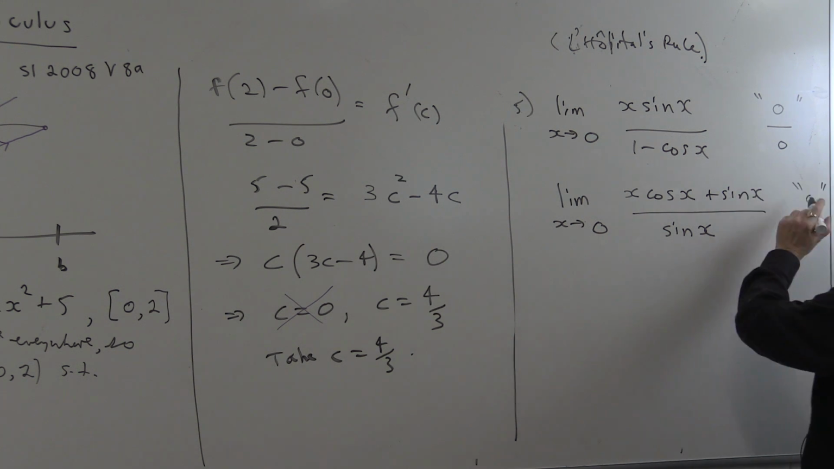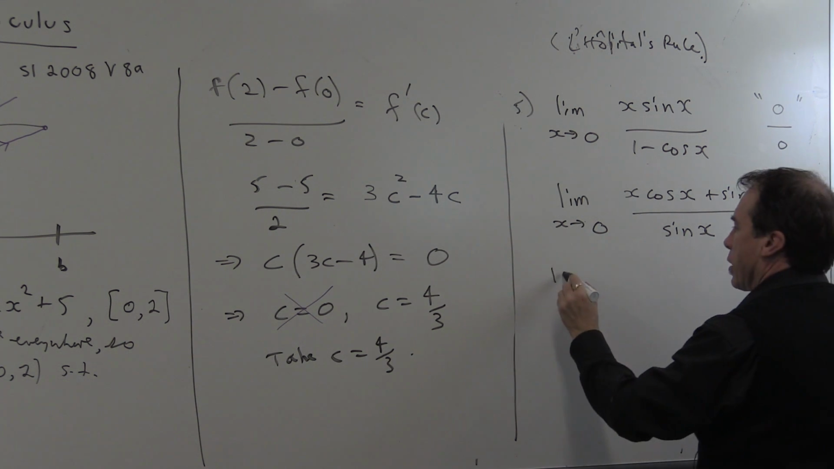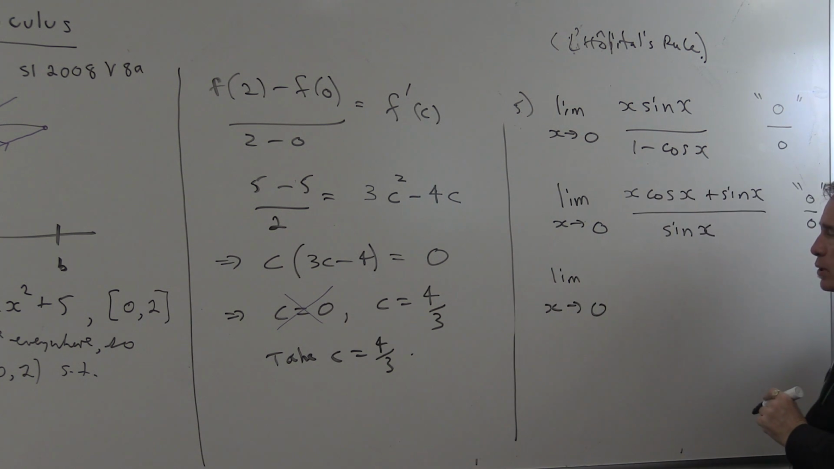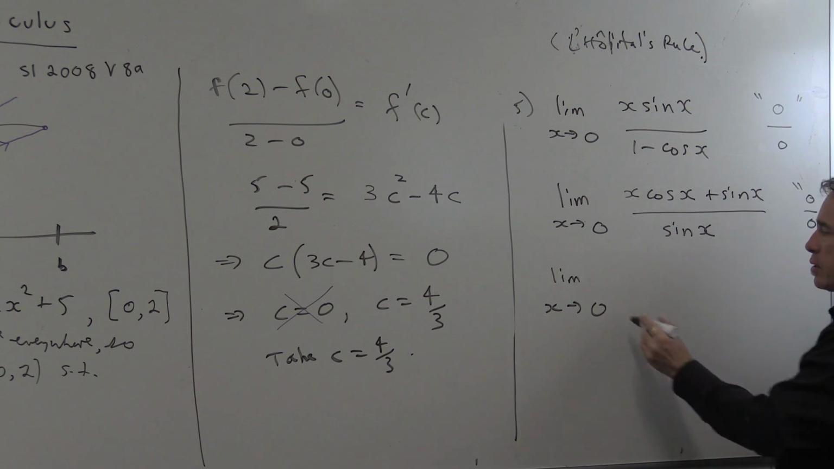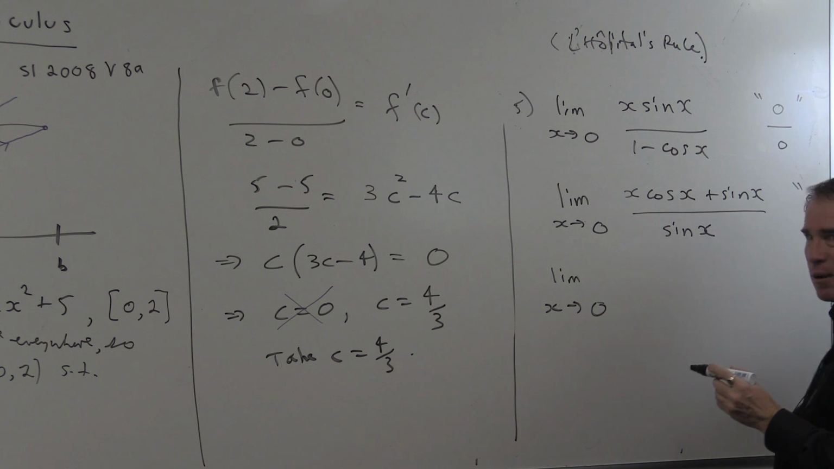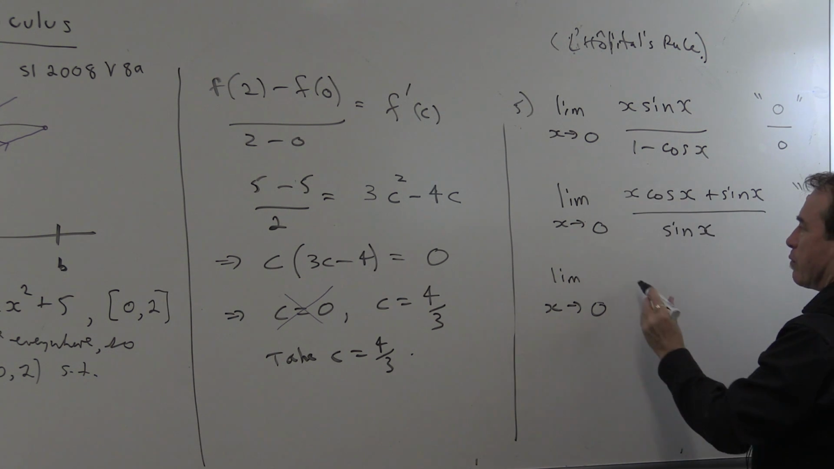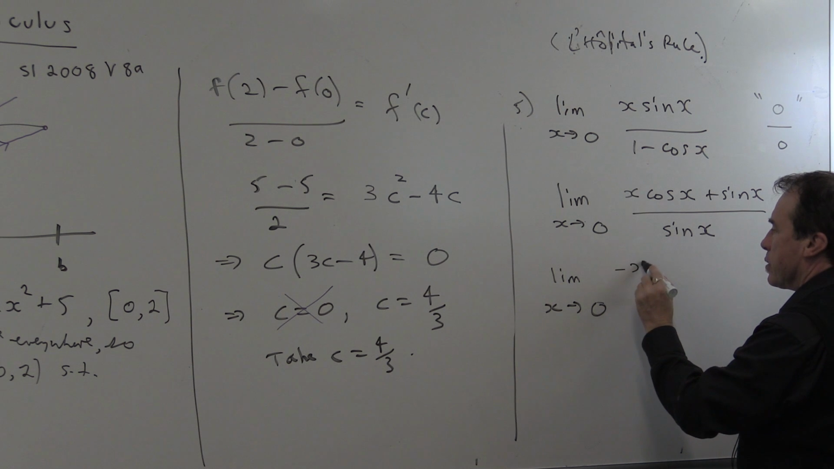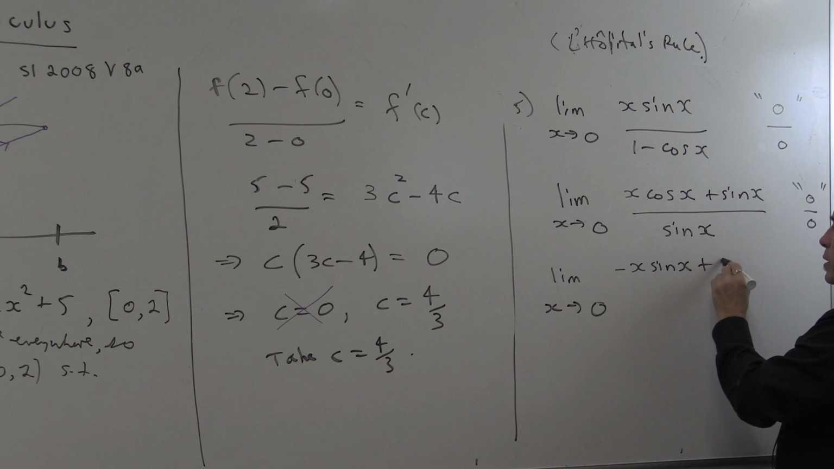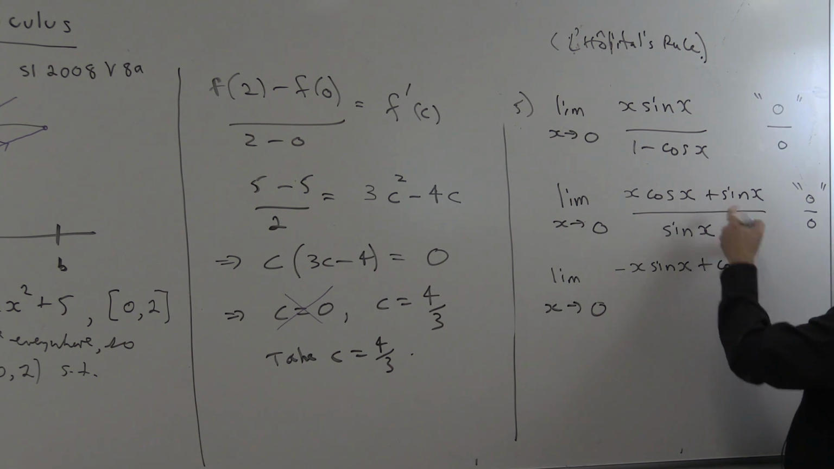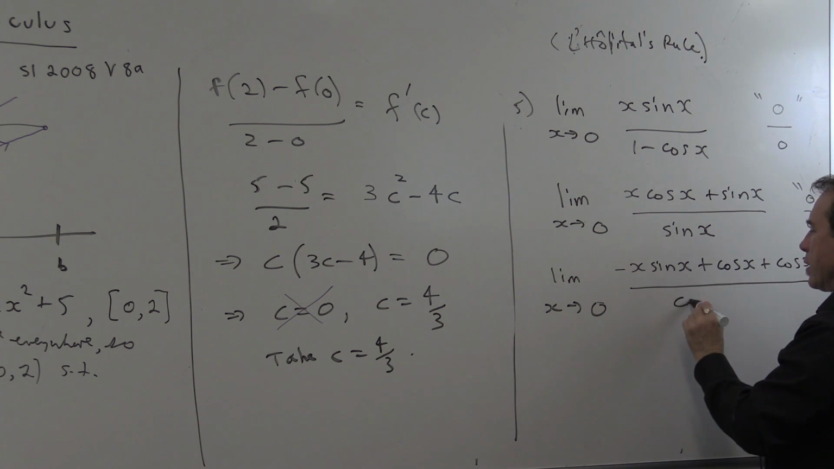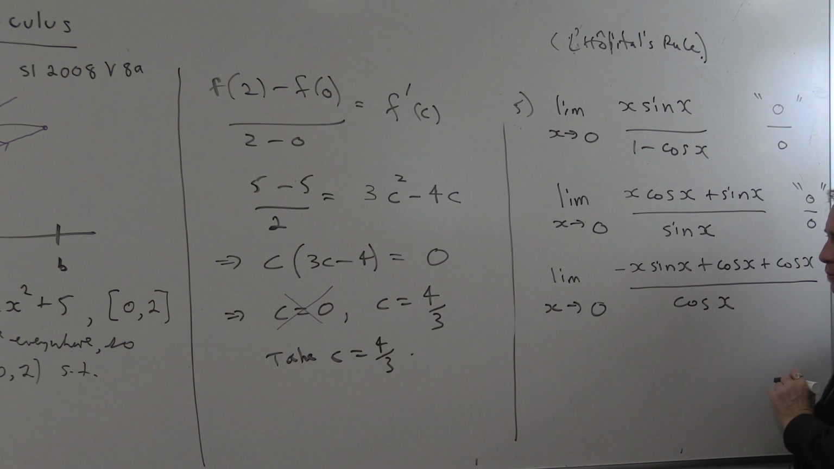However, because it's a 0 over 0 type limit, I'm going to try using L'Hopital again. I'm going to differentiate the top and the bottom separately again and see what happens. So sometimes with L'Hopital, you have to persevere and do it a few times before it comes out. So I differentiate the first, and then differentiate that and copy the cos x, and differentiate cos x, I get cos x, divided by derivative of sine is cos.